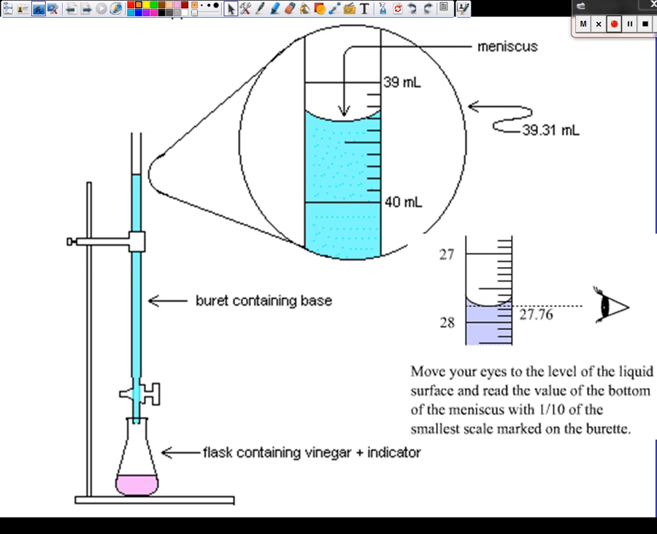Remember, one of the biggest things that I'm pretty sure I talked about in the video, but I want to talk about it in person, is when you're reading meniscus levels. I may have said this, but I want to say it to you in front of your face.